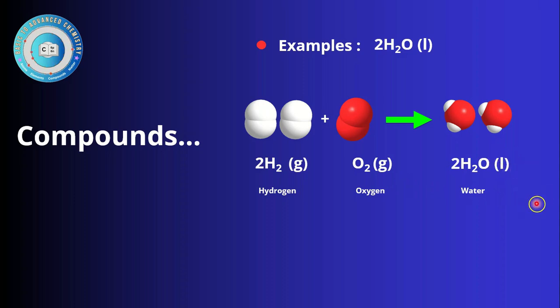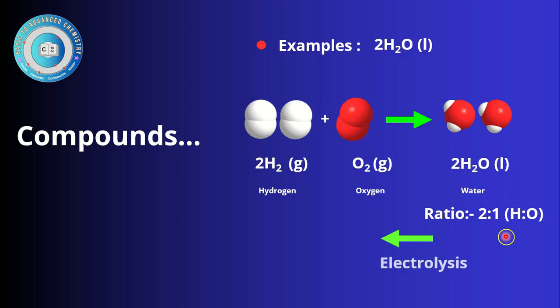So water has a fixed number of atoms. That is, water is always formed from the combination of two hydrogen atoms and one oxygen atom. This is true always, regardless of the source of water. Again, compounds can be reversed by chemical means. For example, water is split into hydrogen and oxygen by using a chemical process, that is electrolysis.